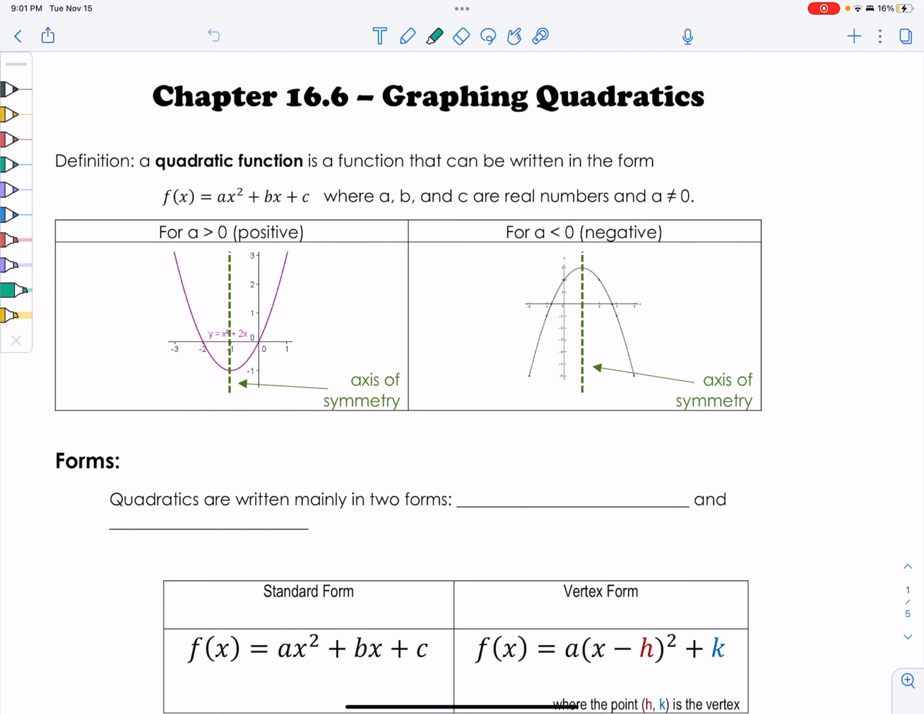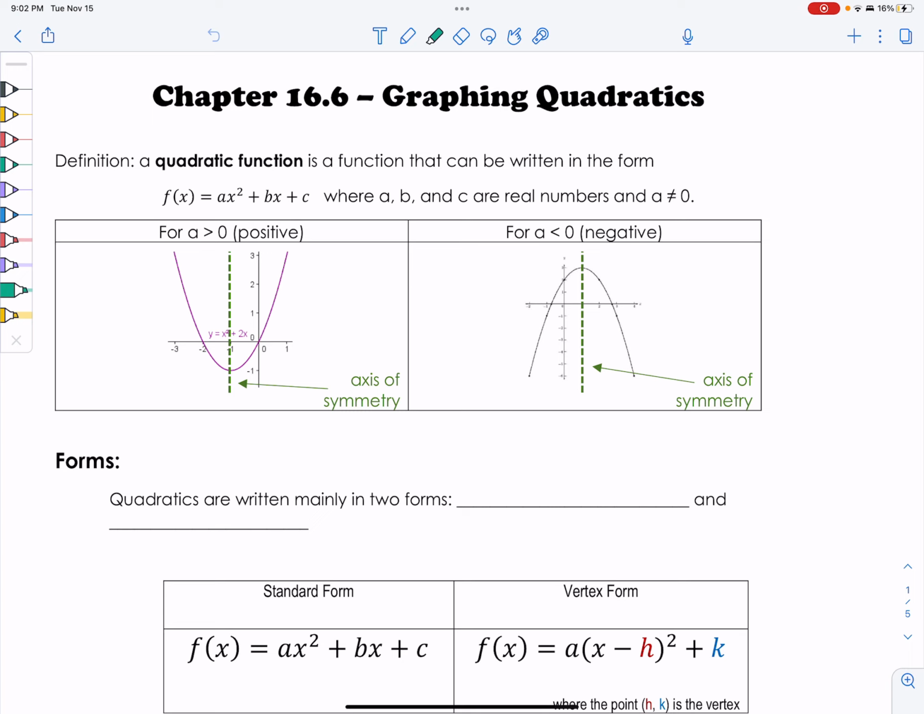Alright guys, so in this video we are going to be looking at our study of quadratics, but specifically now on the graphing side of it. So up until now we've looked at how to solve quadratic equations. We looked at some applications of quadratic equations, and now we're going to wrap up that study with our graphing of quadratic equations.